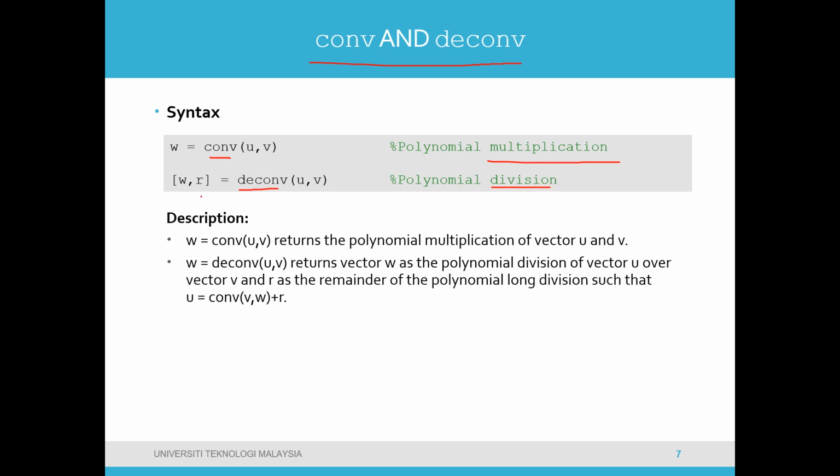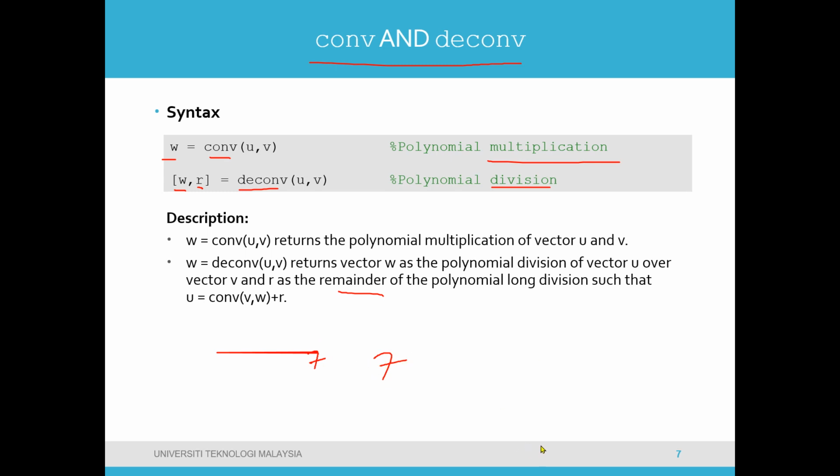For division, you can see here, for multiplication you can just get the direct answer. But for deconv, you have a remainder. I will show you how to write this remainder later. So what is a remainder? If you recall how to do it manually, for example, I give you 7.